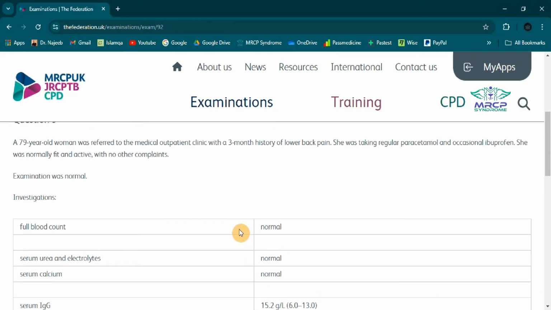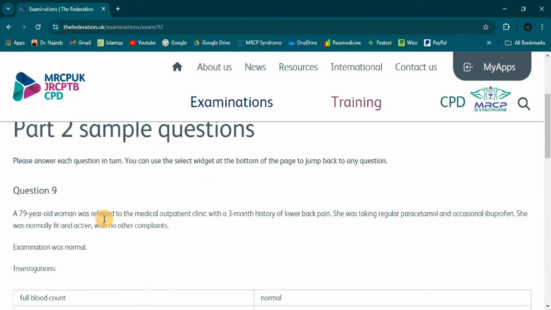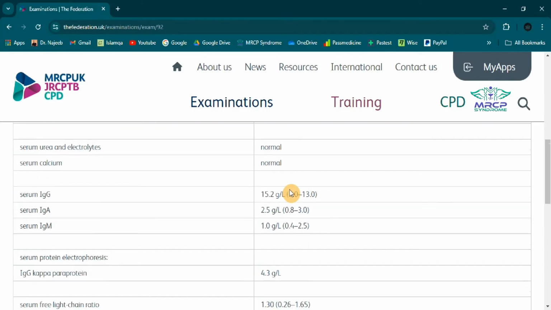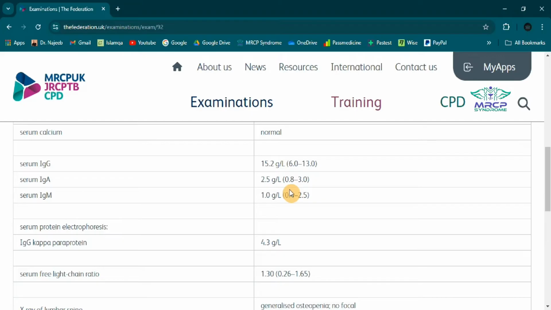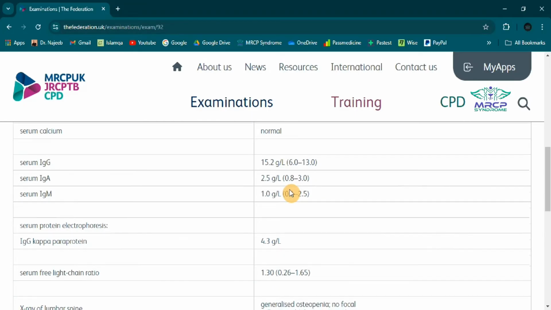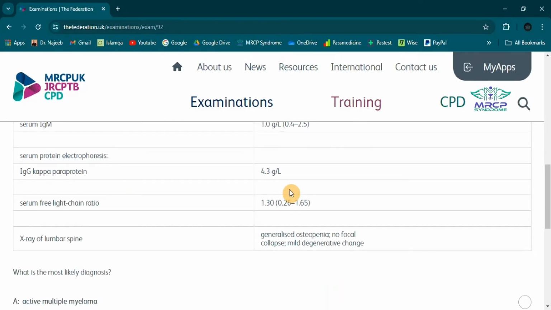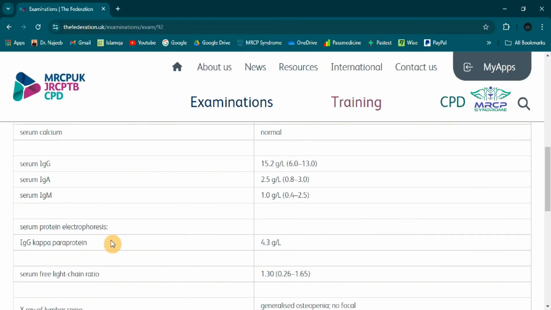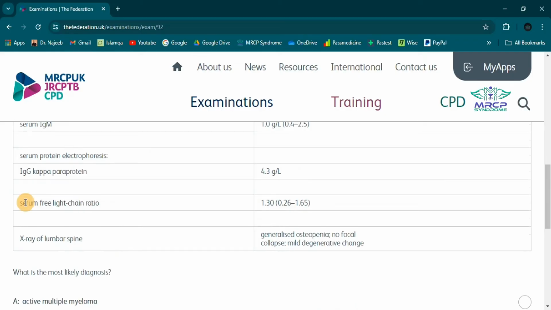So this patient has a normal physical examination as well as absence of end organ damage, which also makes MGUS more likely. And there are no features of CRAB, no features of hypercalcemia, renal failure, anemia, or significant bone lesion. There is just generalized osteopenia. And in case of MGUS, the patient will have a normal serum free light chain ratio.